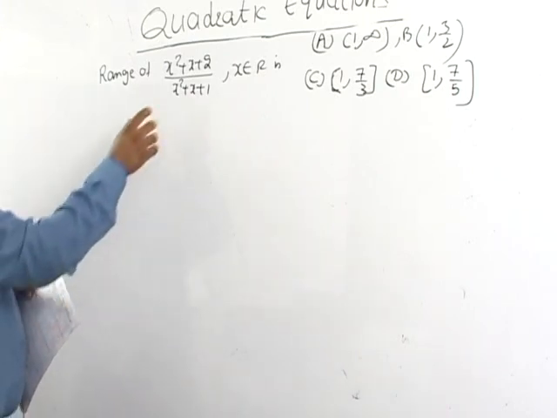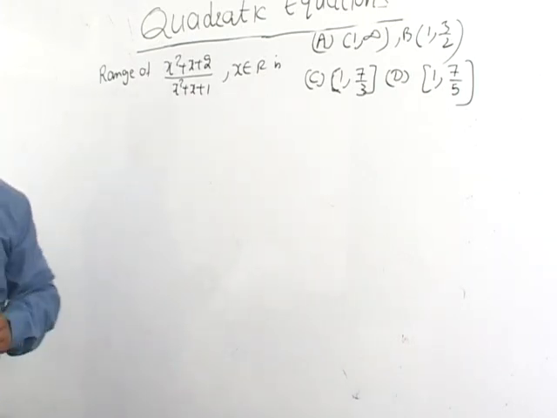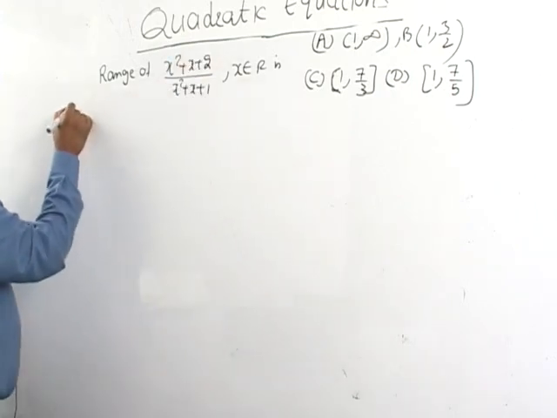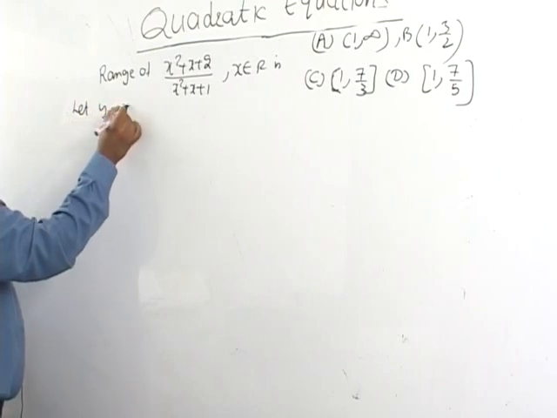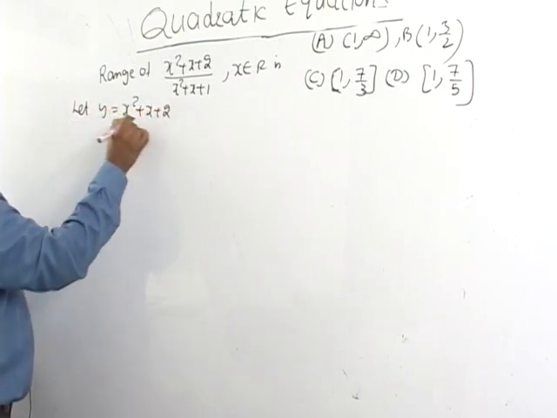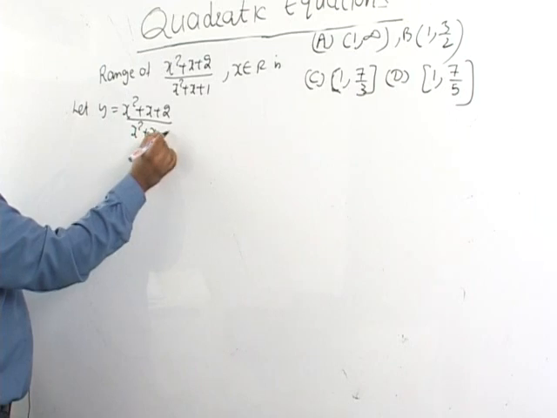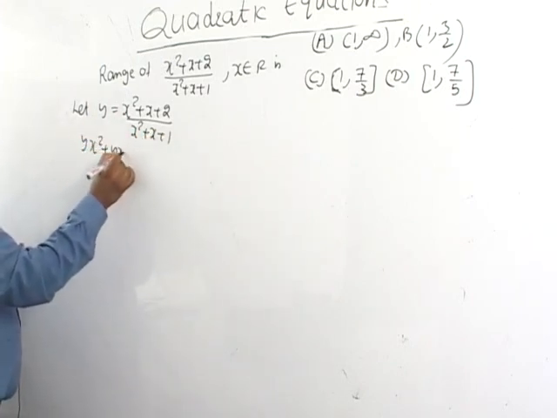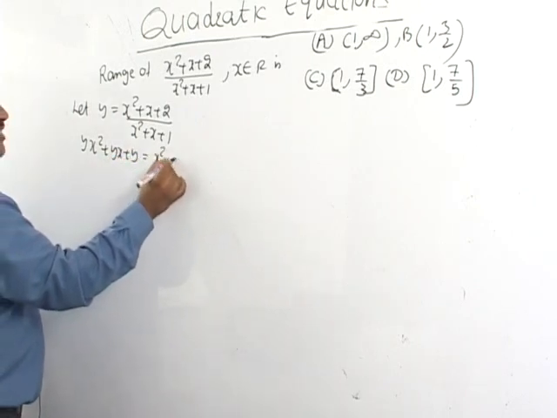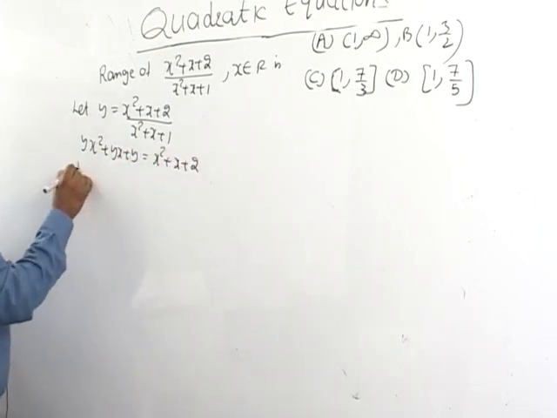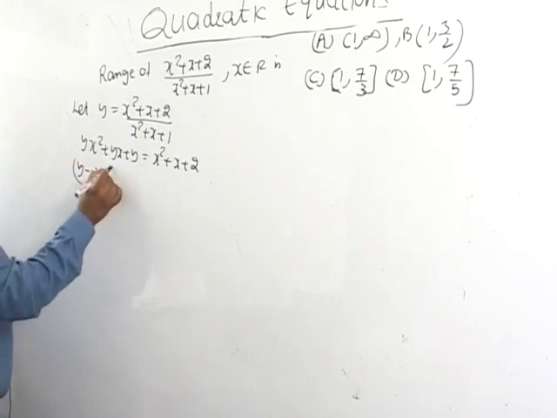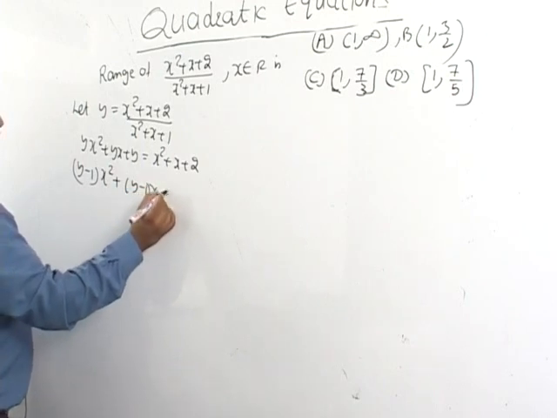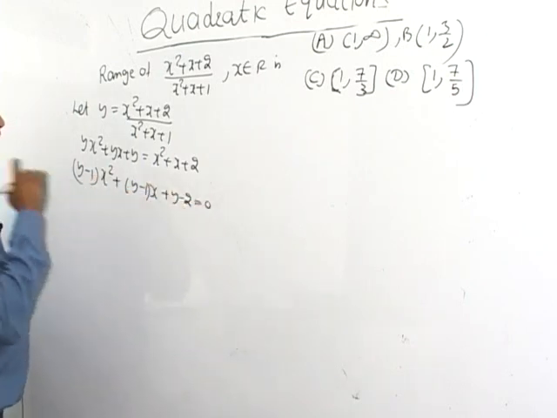Now we have to find the range. We'll start in a similar manner. We'll take this whole expression as y. Let y equal (x square plus x plus 2) upon (x square plus x plus 1). On cross multiplying, yx square plus yx plus y is equal to x square plus x plus 2. Now I get a quadratic in x: (y minus 1)x square plus (y minus 1)x plus (y minus 2) is equal to 0.